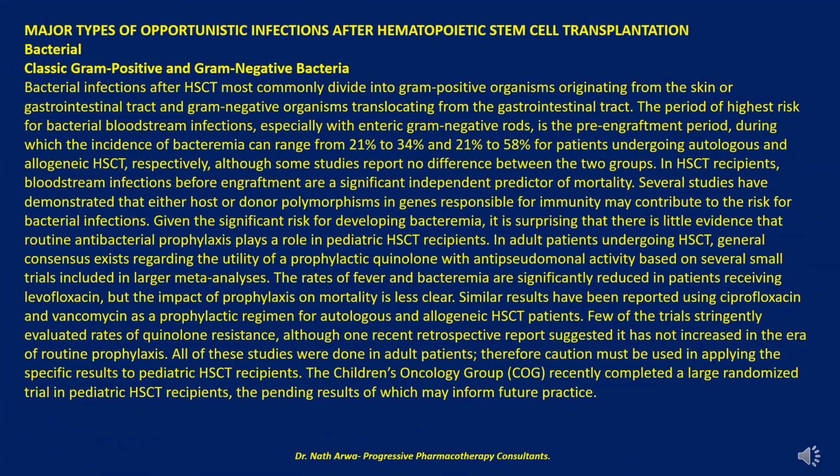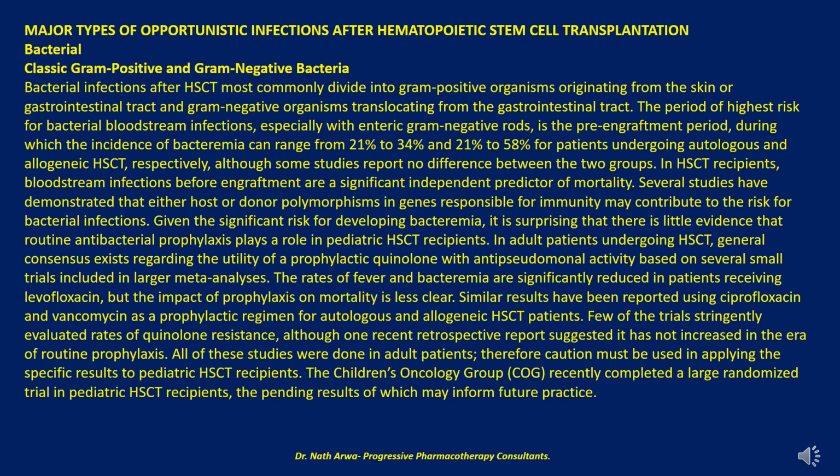We will now discuss major types of opportunistic infections after hematopoietic stem cell transplantation. Let's begin with bacterial opportunistic infections. Classic gram-positive and gram-negative bacteria. Bacterial infections after hematopoietic stem cell transplantation most commonly divide into gram-positive organisms originating from the skin or gastrointestinal tract and gram-negative organisms translocating from the gastrointestinal tract.